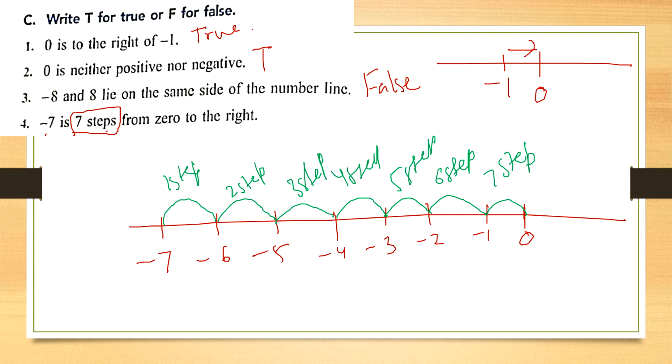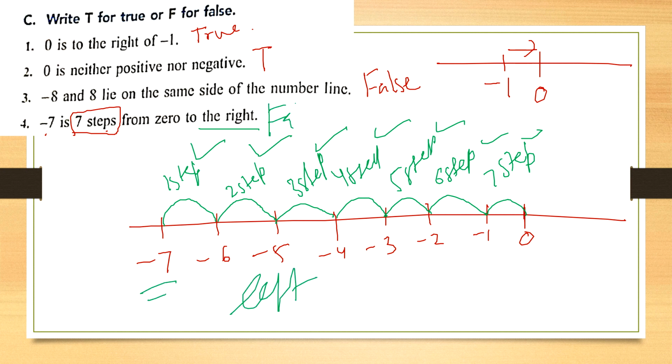Now the thing is why it is a wrong statement. They are saying to the right. It is to the left. Minus 7 is to the left of 0. Although there are 7 steps, yes, but this is to the left. It is not to the right, so it is false. Okay. So despite the fact that it is 7 step, it is a wrong statement because of this one word which is right, which should have been left.